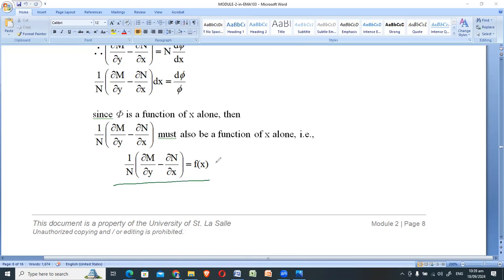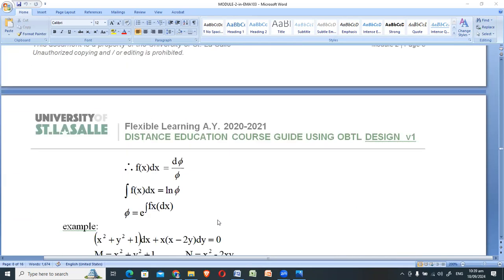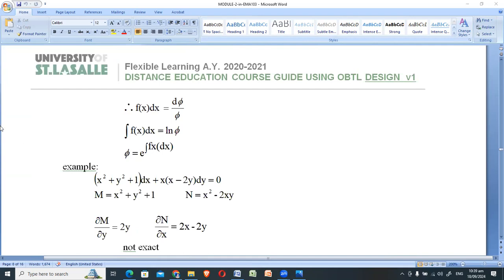So you're going to use that in this particular formula and divide it by n. Should the resulting equation only have an x variable in it, meaning you don't happen to see any y variable in it, then it's possible for you to find the integrating factor using this particular formula. So I'll go down to show you what that formula is. So the formula is this one. It's similar to the formula in finding the integrating factor for first order linear differential equations.